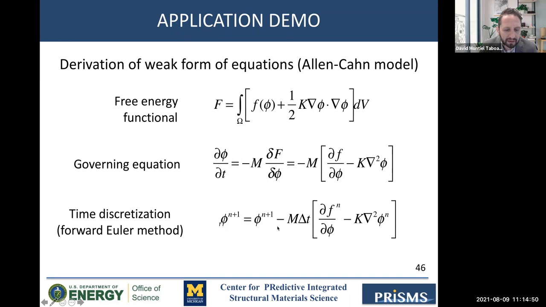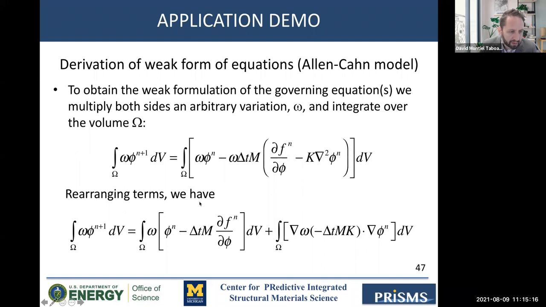So the idea is the field at time n plus one, where n is the time step, equals the field at time n minus this whole term, which is the mobility times the variational derivative. That's on the third line. And then from there, we can integrate over the whole system volume.